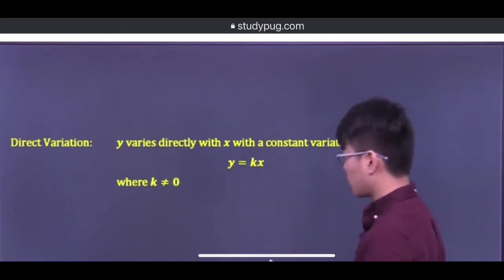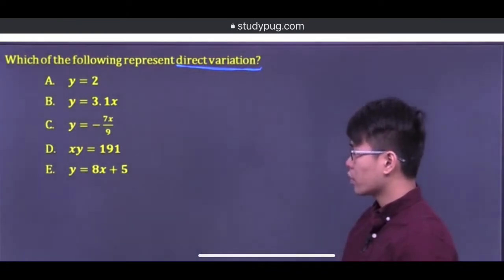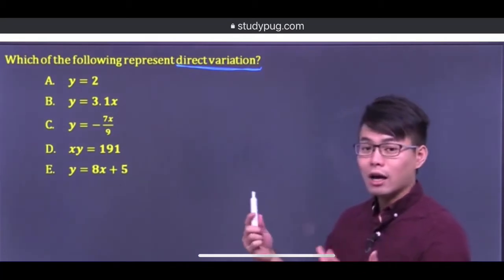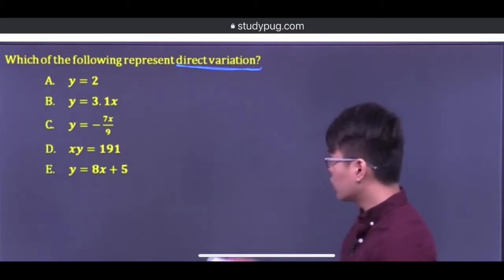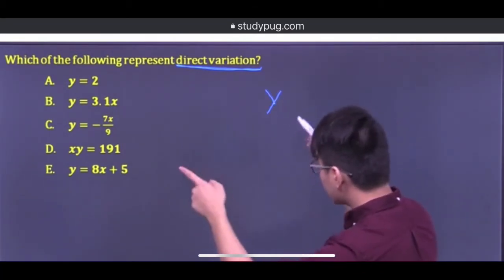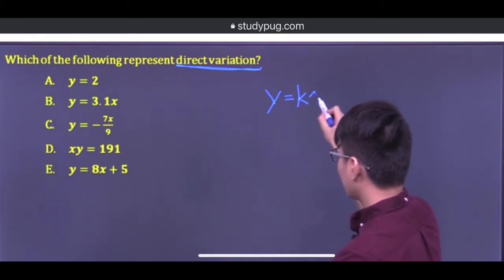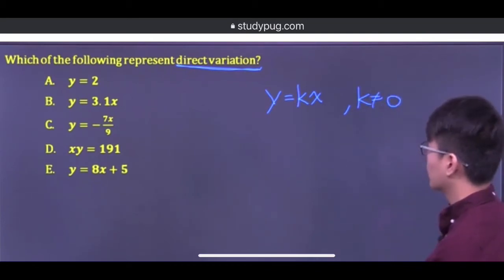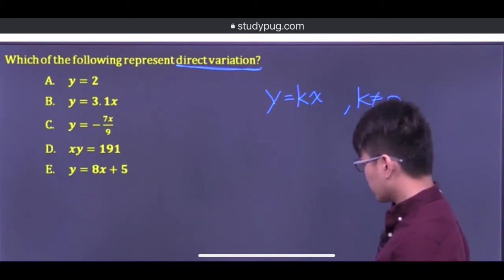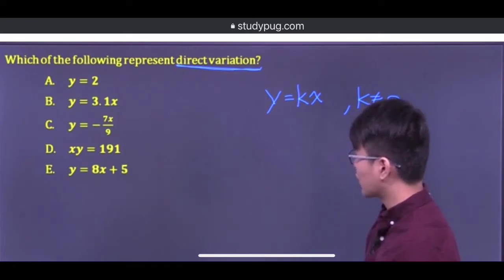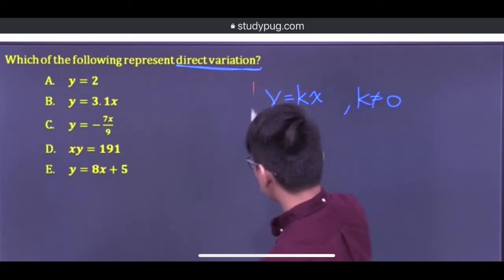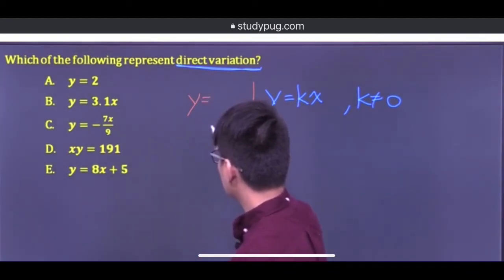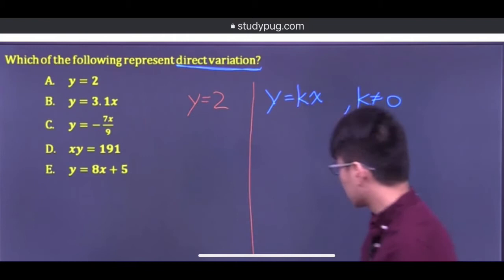Okay, so let's go back to the options here. In order to determine whether each of these equations represents direct variation, we simply need to compare each of the equations with our direct variation expression, where k cannot be 0. Cool? So let's take a look at our first option, option A. Our first option here, we have y equals 2, so I'm just going to put it on the left side of this table here.